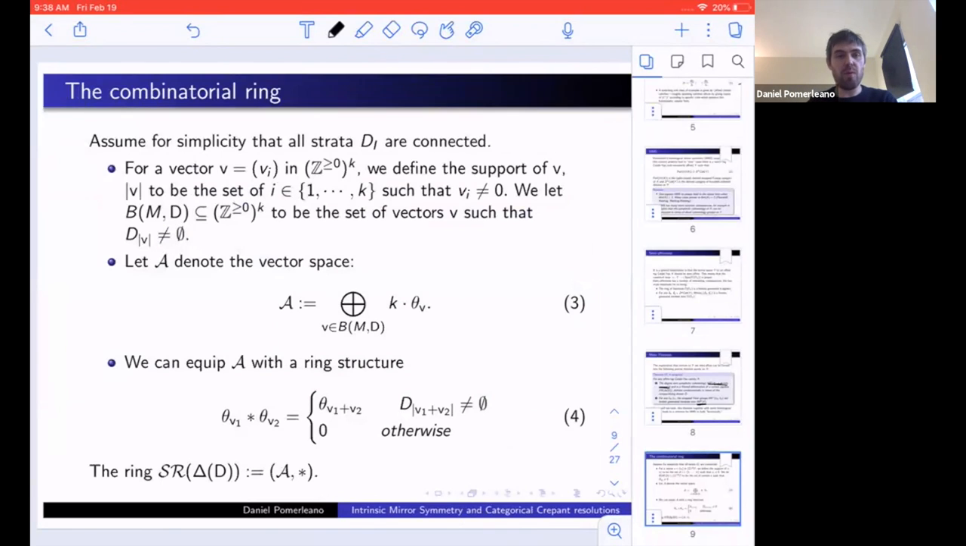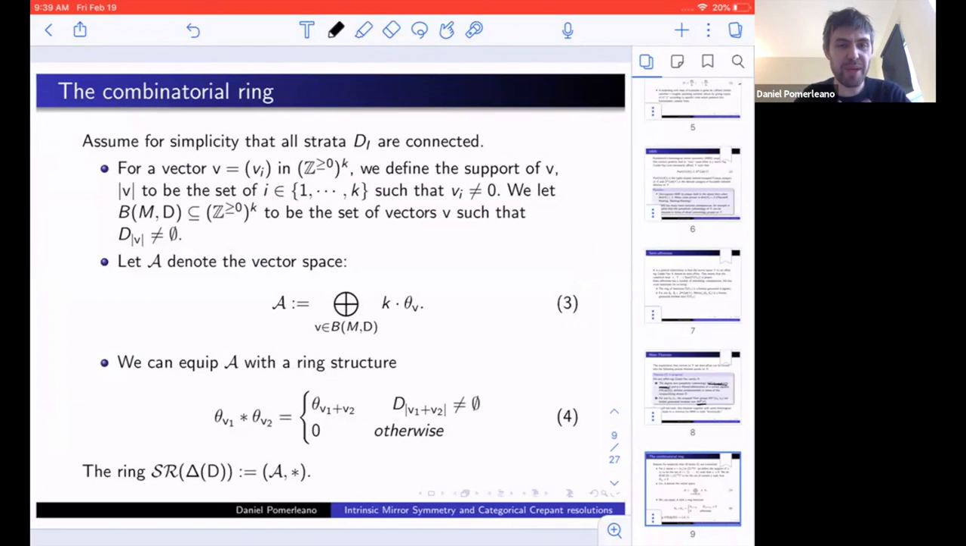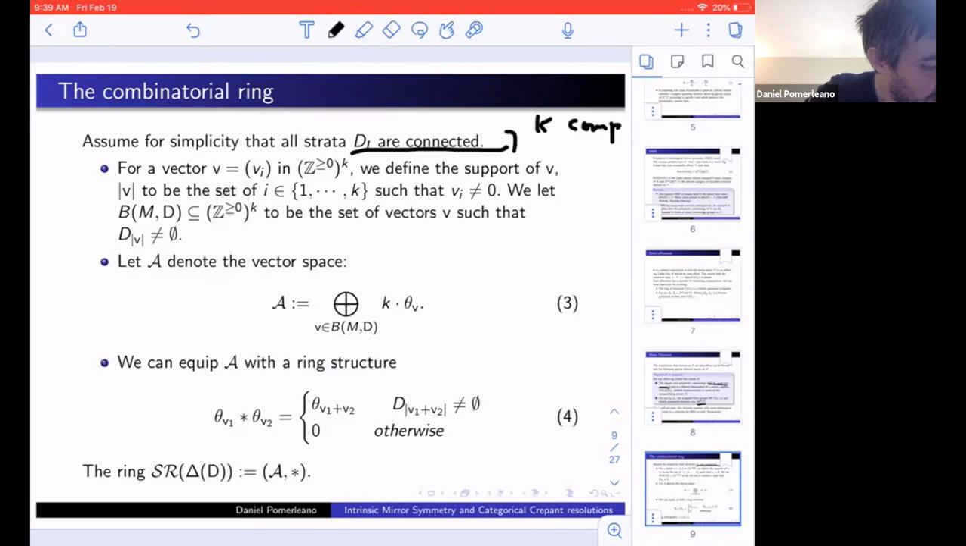So I want to explain what this combinatorial ring is. In describing it, I'm going to assume for simplicity that all of the strata of D are connected. So I'm assuming that K is the number of components of D, so D is a divisor with K components. And for a vector of K non-negative integers, we define the support of v to be the set of these i such that v_i is not equal to zero.